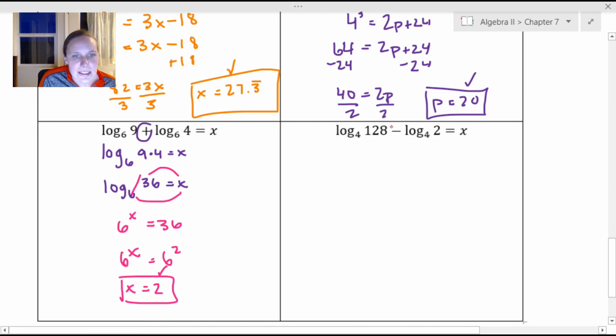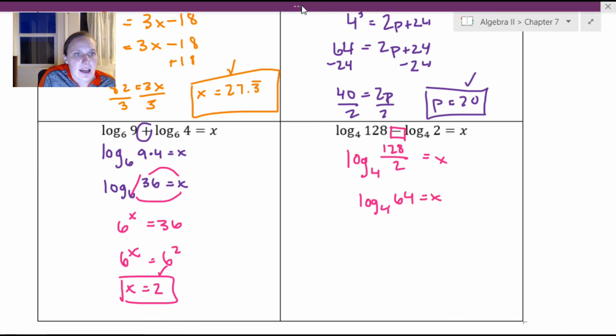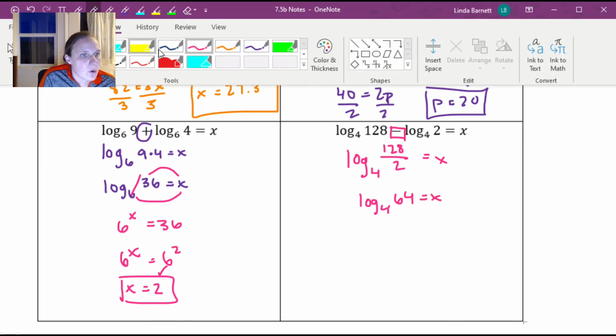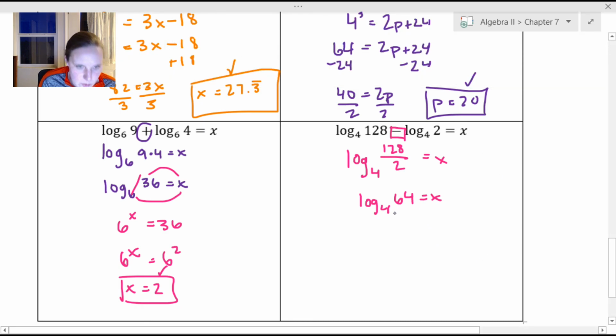This one, it's a minus, so that's the quotient property, so it's going to be log base 4 of 128 on top divided by 2 is equal to x. We can go ahead and divide 128 divided by 2. That's 64. So it's log base 4 of 64 is equal to x. What do we do? What is it? Oh, it's the swoop-de-doop method.